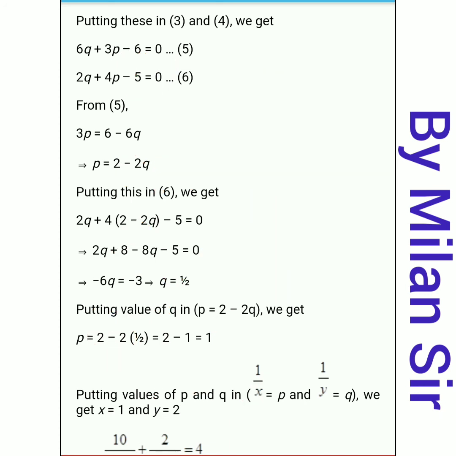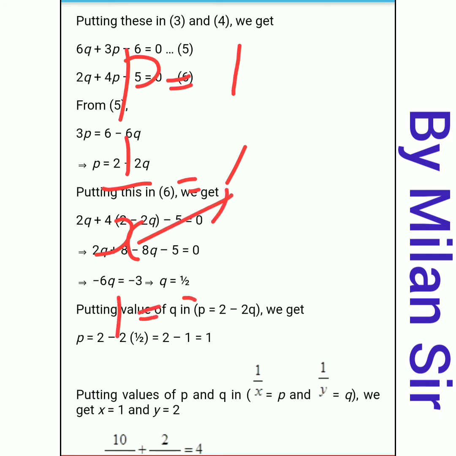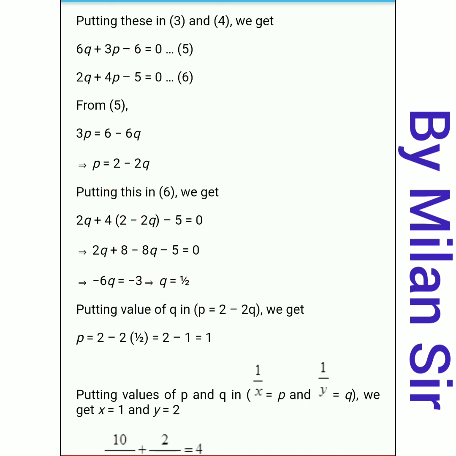So first of all p is equal to 1. Now p means our 1 upon x is 1, right? So transfer this x to the right hand side. So 1 is equal to x. So our value of x is equal to 1. Then second, we get q is equal to 1 by 2.